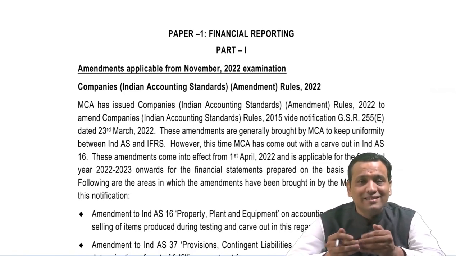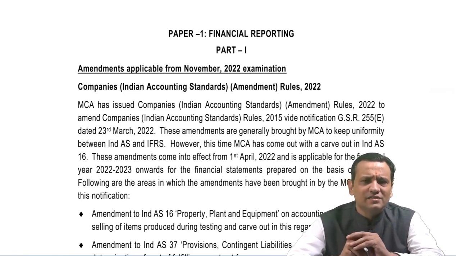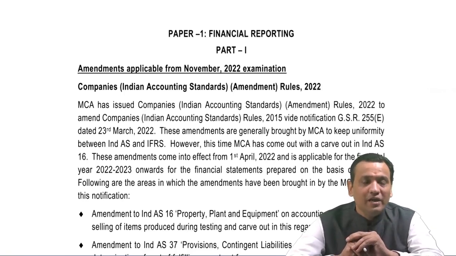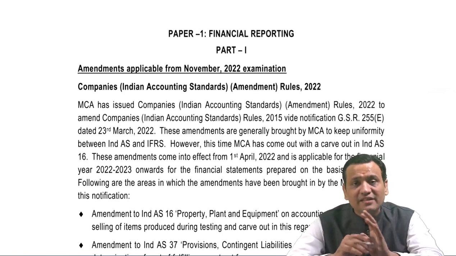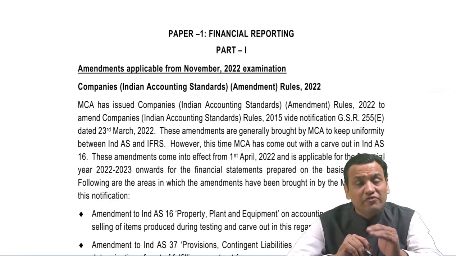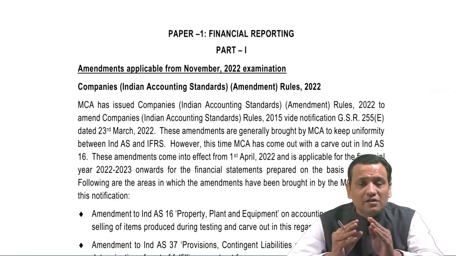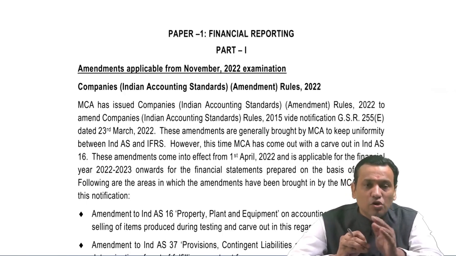While discussing that cost of PPE measurement part, all direct expenses, present value of cost of decommission, and net cost of test run were added to the cost of PPE. So, when we say net cost of test run, what does it mean? It means that if we do a test run and after doing the test run, there are certain products which are made during that test run, they will be sold off.